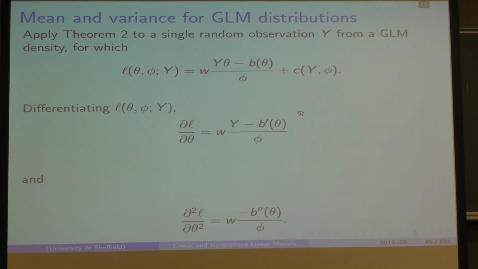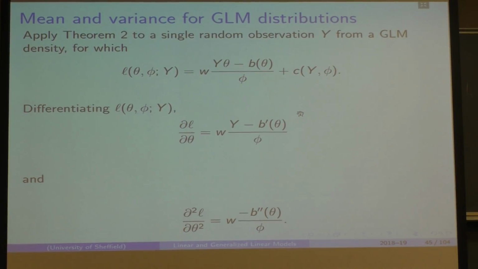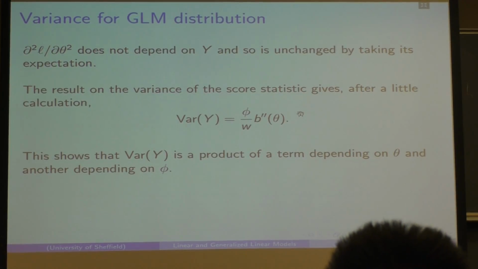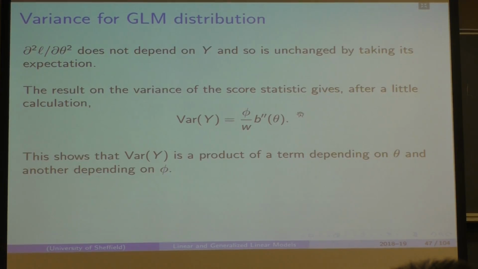So the variance of the score statistic is w squared over phi squared times the variance of y. Because we know what the variance of the score statistic is in terms of b double prime, we should be able to see what the variance of y is. Getting back to where we were, there's a little bit of cancellation involving the phi's and the w's. So the variance of y itself is phi over w times b double prime of theta.